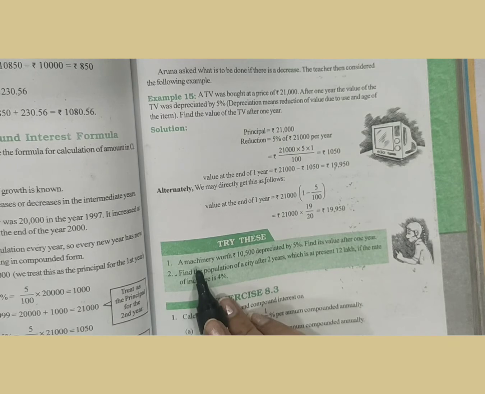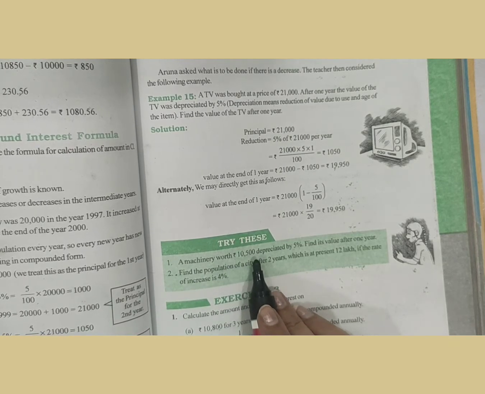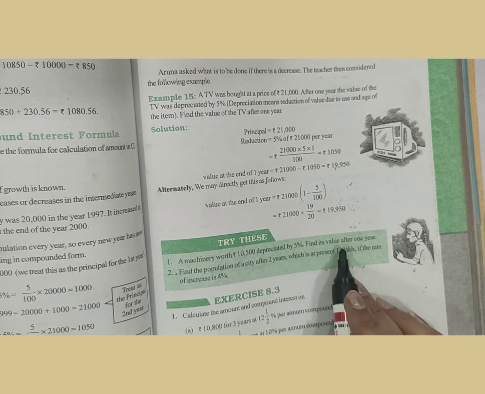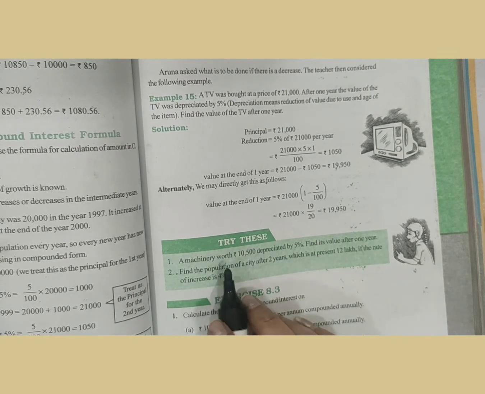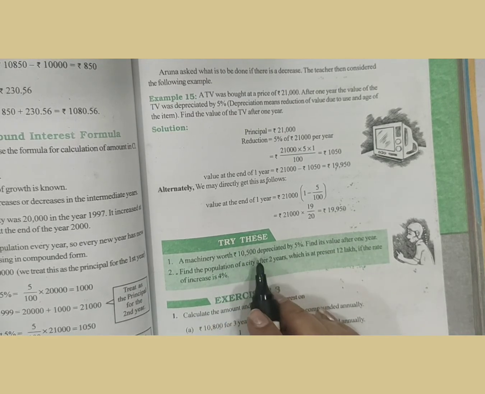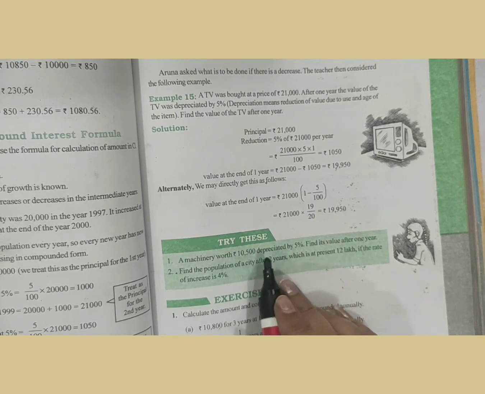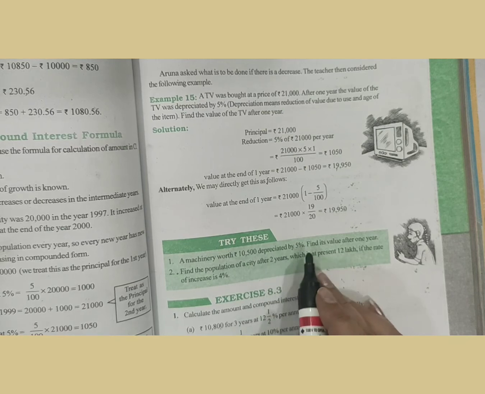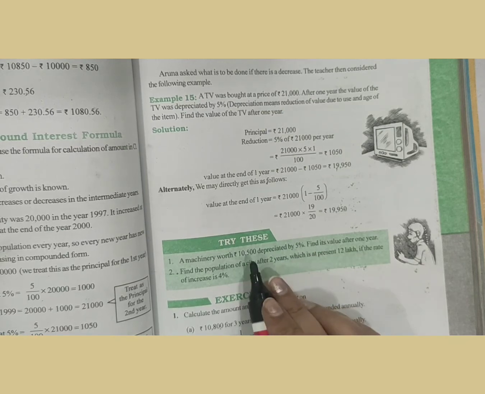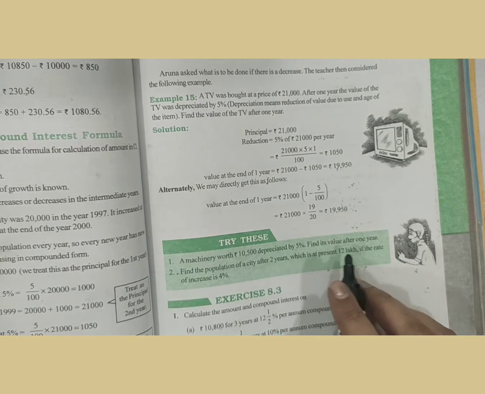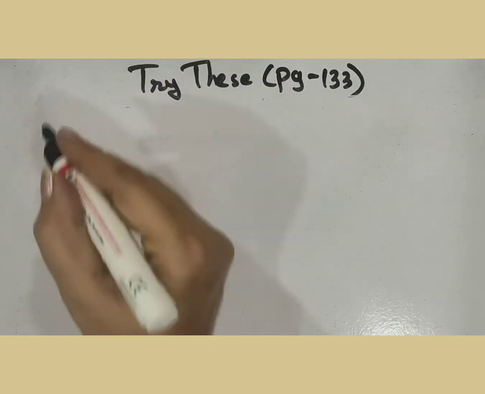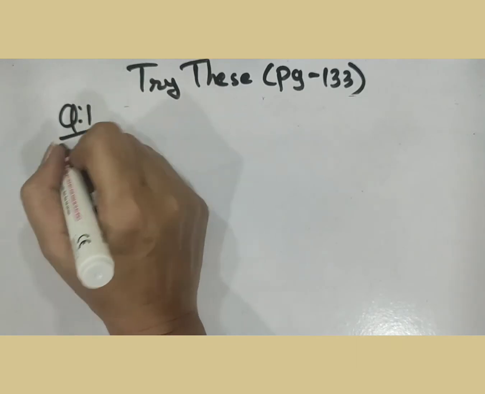Question number 1. A machinery worth rupees 10,500 depreciated by 5%. Find its value after 1 year. Now here the price of the machine is given, but after 1 year the price got depreciated. Depreciated means reduction was there. Reduction of 5% was there on the price, and we have to find what is the value after 1 year. So let us start. First we are going to write all the details.